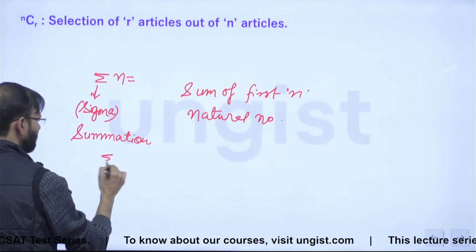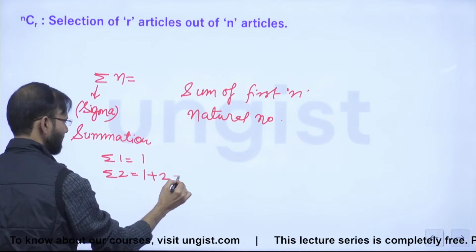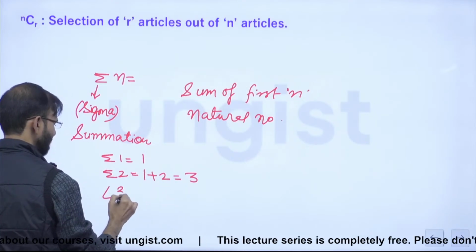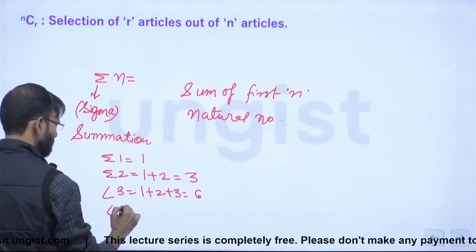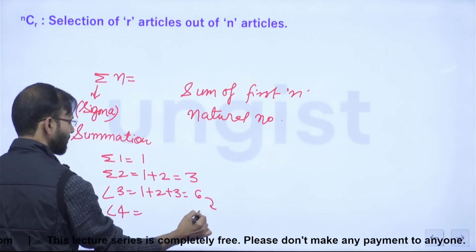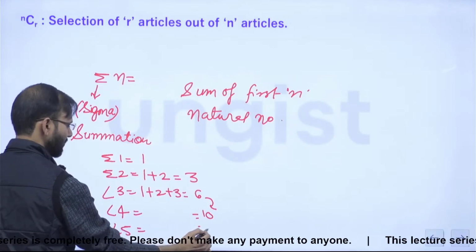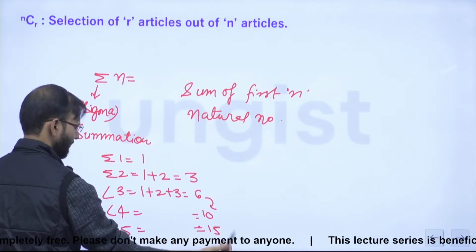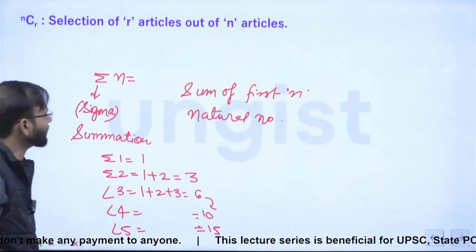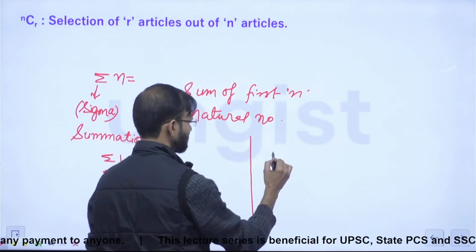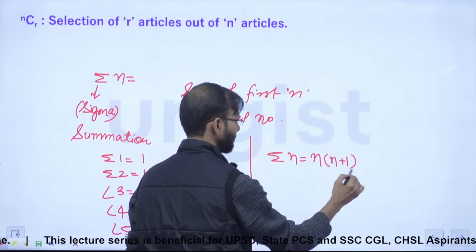Sigma 1 is 1. Sigma 2 is 1 plus 2. What is that? 3. Sigma 3 is 1 plus 2 plus 3, which is 6. Now, sigma 4, just add 4 to this number. This will be 10. Sigma 5, add 5 to this number. This will be 15. Guys, is it clear? Right? And the formula for that is sigma n is equal to n into n plus 1 divided by 2.